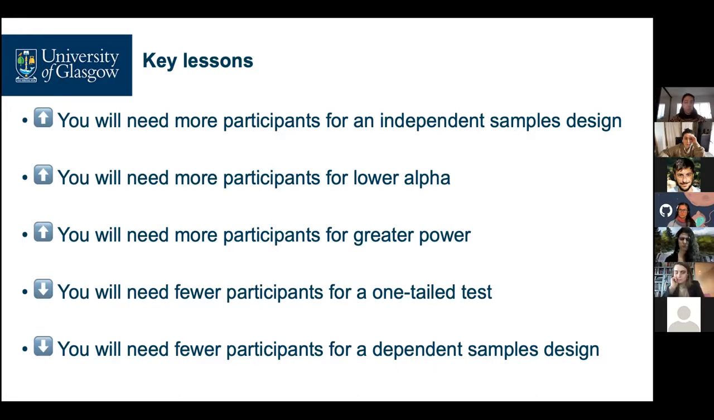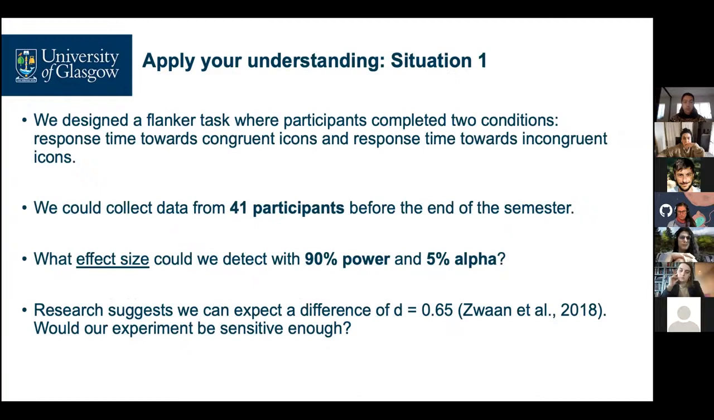If you can do a one-tailed test, so not always possible. When you get to more complicated designs, it doesn't always work. But for these simple ones, if you can do a one-tailed test because you have a specific hypothesis you want to test, you will need fewer participants. So it's a more efficient study. And again, if you can have a within subjects design, dependent samples design, you will need fewer participants. So again, more efficient.